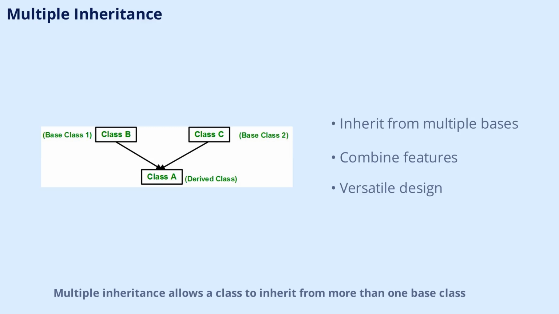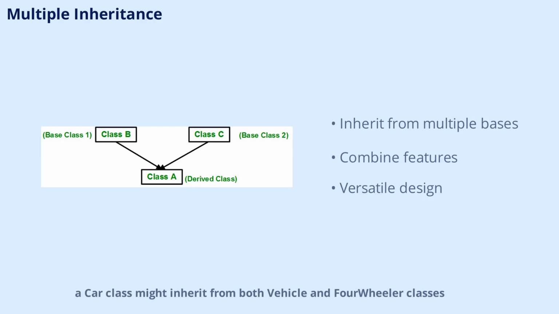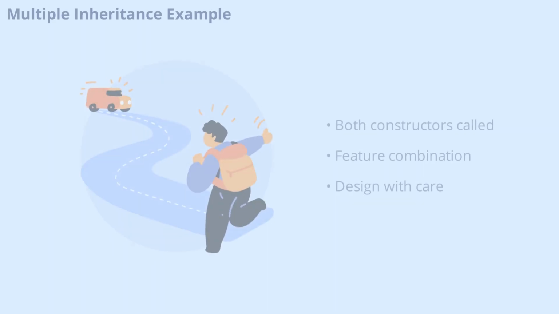Multiple inheritance allows a class to inherit from more than one base class. This is useful when a derived class needs to combine features from several sources. For example, a car class might inherit from both vehicle and four-wheeler classes, gaining properties and behaviors from both. Let's look at a code example.